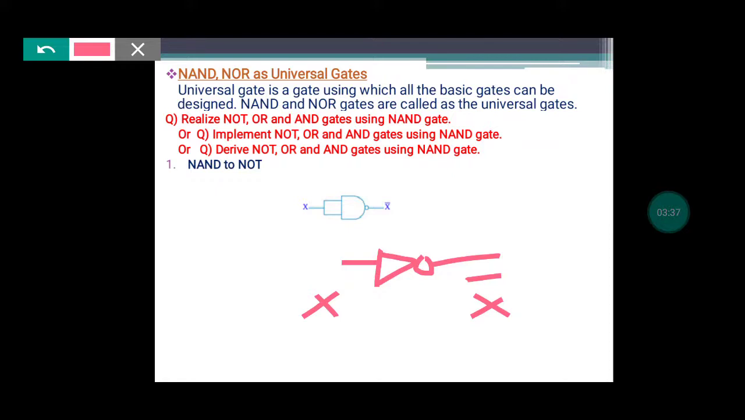So what I have to do here? I have to use this NAND gate. This is a NAND gate. Using that NAND gate I have to derive this NOT gate. But see here, what is the condition for a NAND gate? How many inputs do we need? We need 2 inputs. NAND gate will not work on one input. We need 2 inputs here.